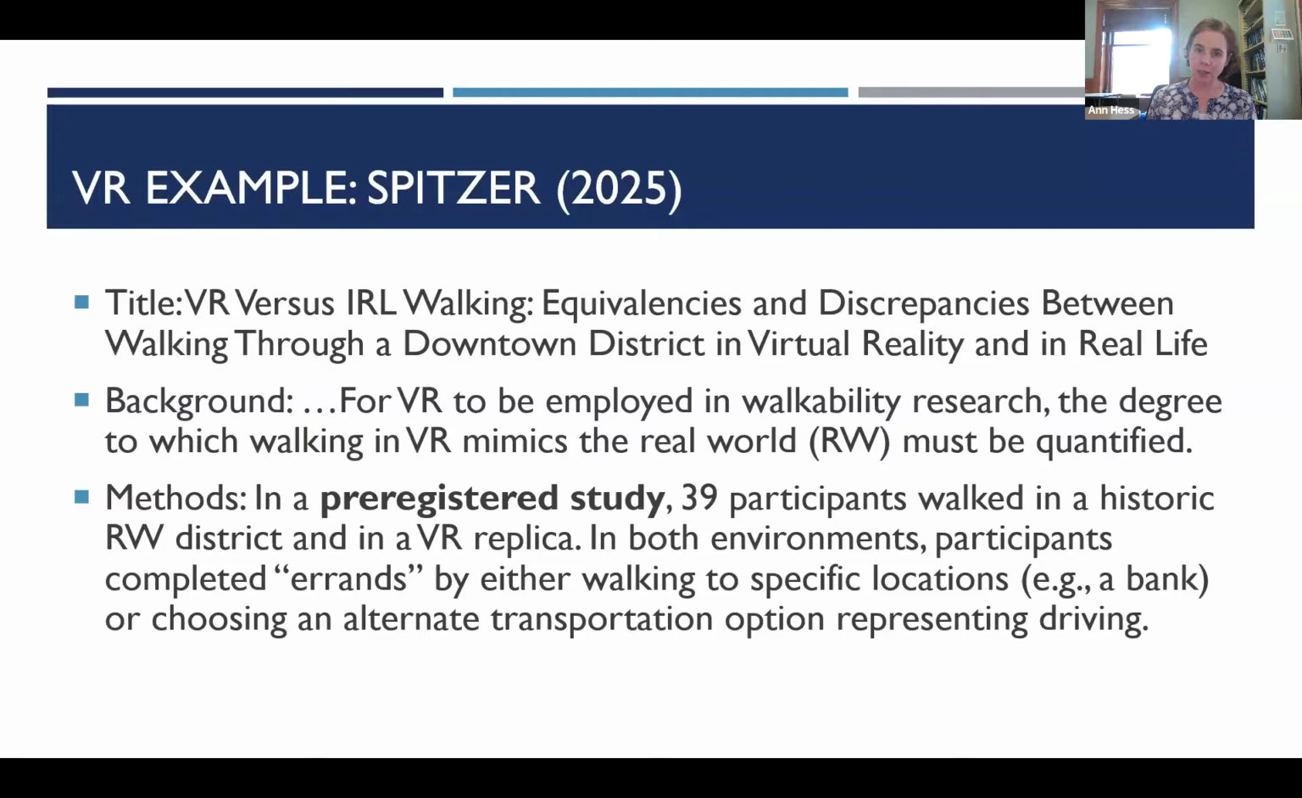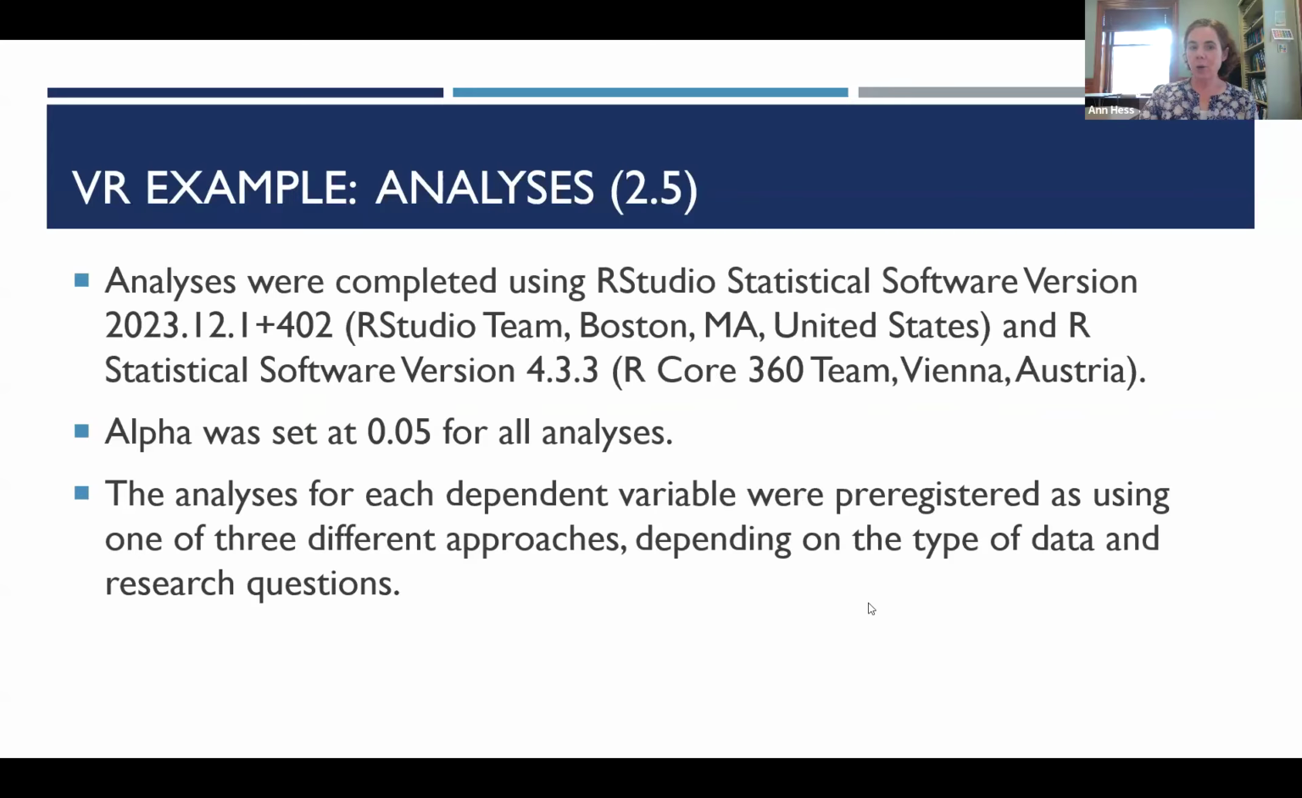So for virtual reality to be employed in walkability research, the degree to which walking in VR mimics the real world must be quantified. In a pre-registered study, 39 participants walked in a historic real-world district and in a VR replica. In both environments, participants completed errands by either walking to specific locations, like a bank, or choosing alternate transportation options representing driving. So I think I'm going to skip this one for time.